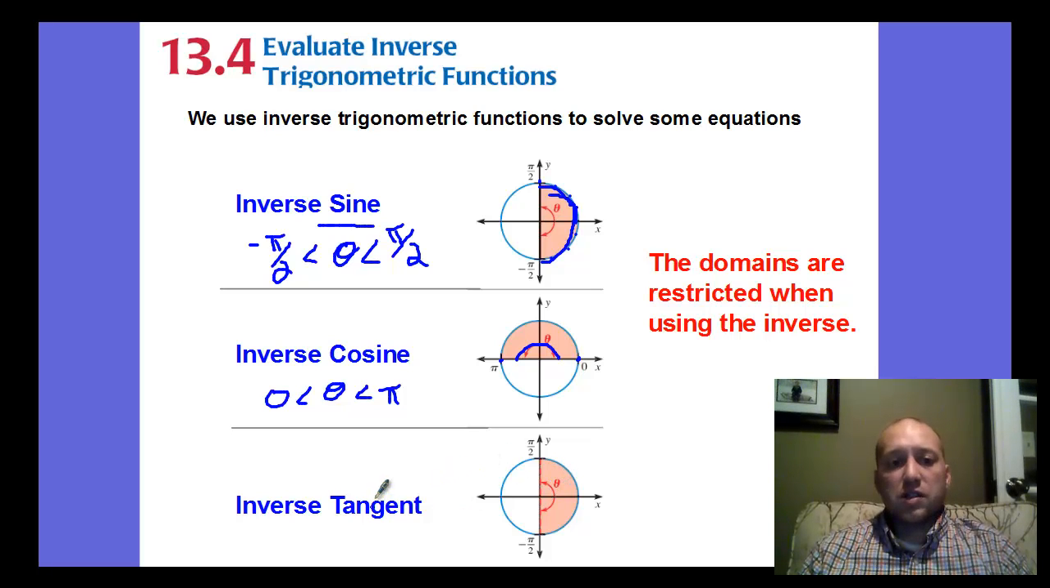And then tangent is similar to sine. We're restricted from negative pi halves to pi halves. So when we're asked to find the inverse function for sine, cosine, tangent, we only are looking for the angles, the theta values between these two values.